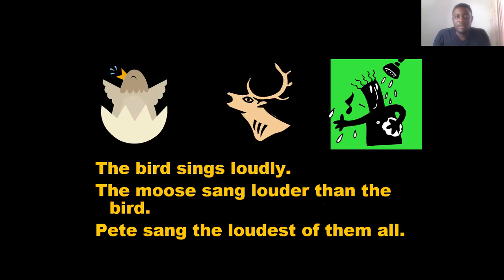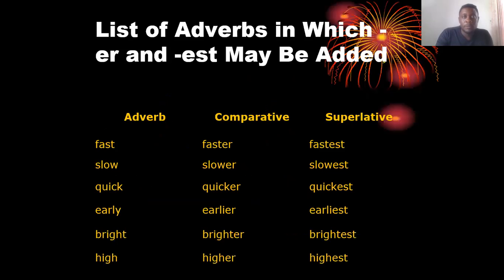Loud. Okay, loudly, louder, loudest. This one is from adverbs. Loudly is an adverb, whereas the adjective is loud. So, a list of adverbs to which er or est may be added. Okay, these are some examples that we've seen already.